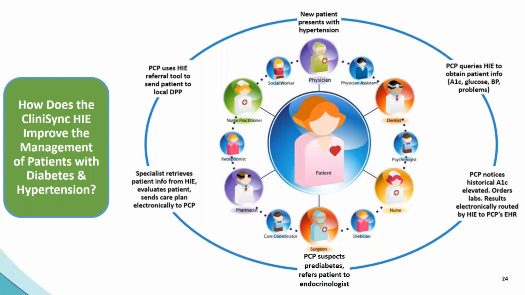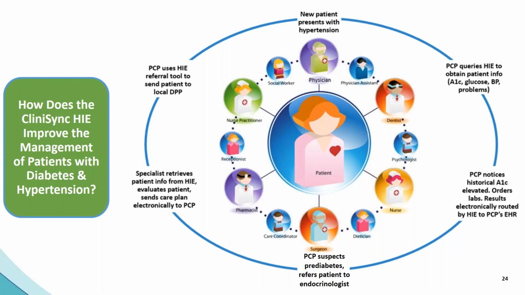The specialist has access to that same data. They can see all that information, run more tests. The information applies back to the patient record, and the primary care provider can see that information as soon as it hits the HIE. They have access to it. And what this does is it changes the interaction between the patient and physician.